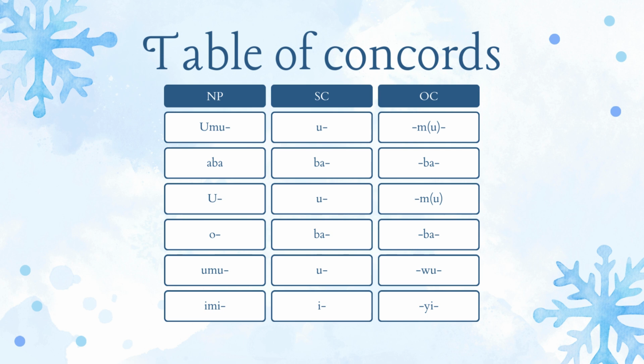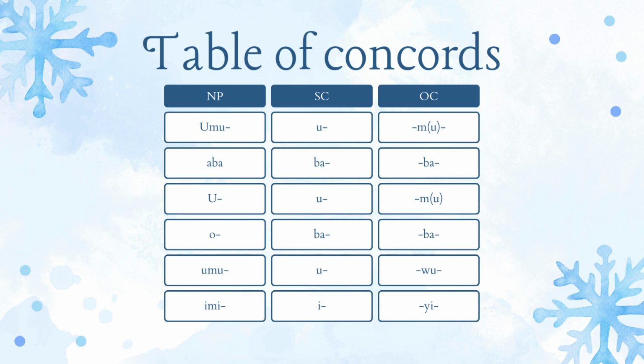uSipho ubiza uSindi. Then we would say uSipho uyamubiza. O has a subject concord ba, and then the object concord ba. Ogogo bayagijima. The grandmas are running. Or if I want to use ogogo as an object, then I would say uSipho ubiza ogogo. Sipho is calling the grandmas.